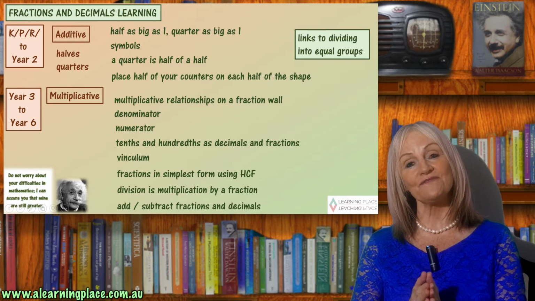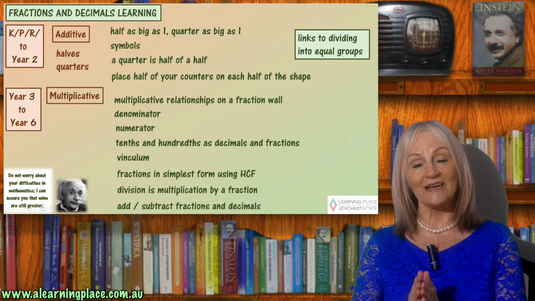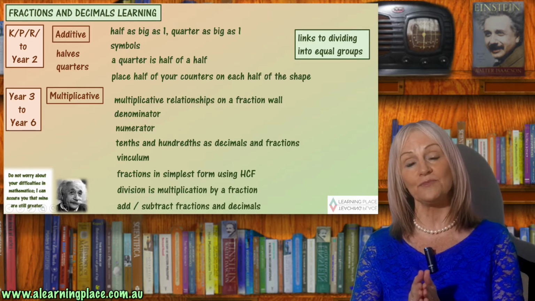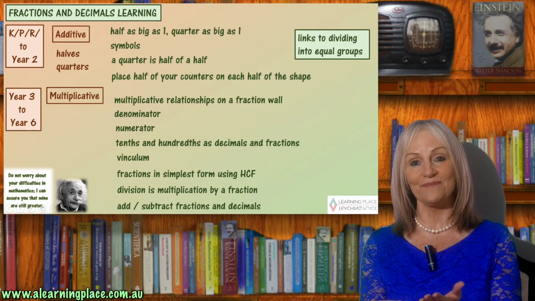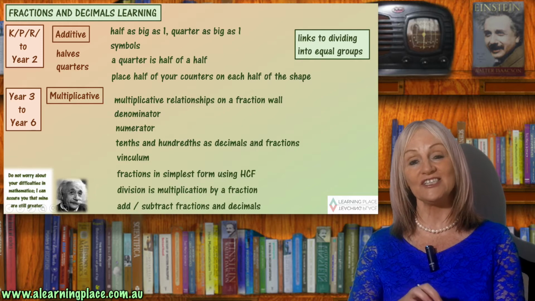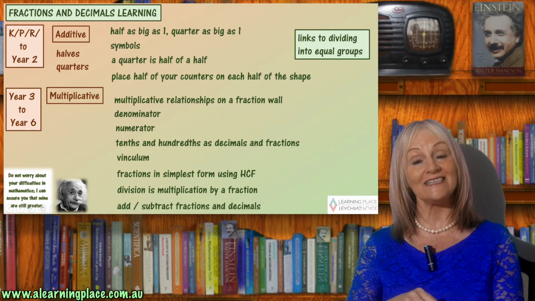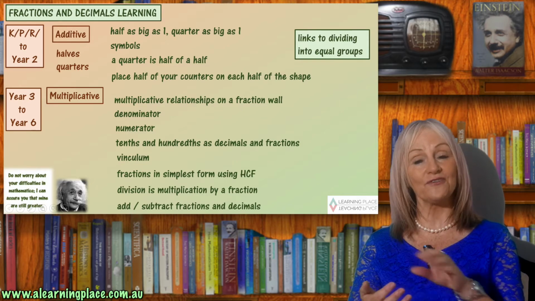Now, children are going to find halves of shapes and halves of groups. Relating their halves of groups to halves of shapes is going to make it much easier to understand. So they could start by halving a shape and then place half of their counters onto each half of their shape. What fraction of the counters is here? What fraction of the counters is here? What is half of our group?